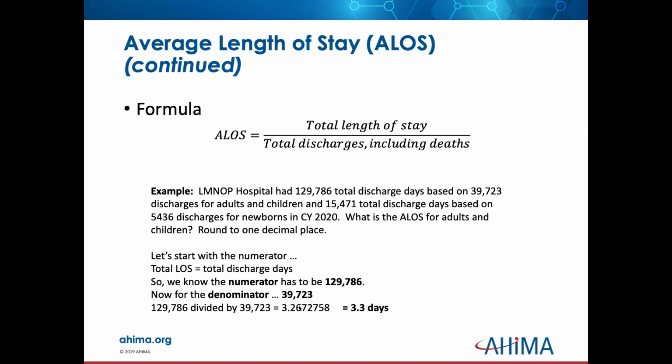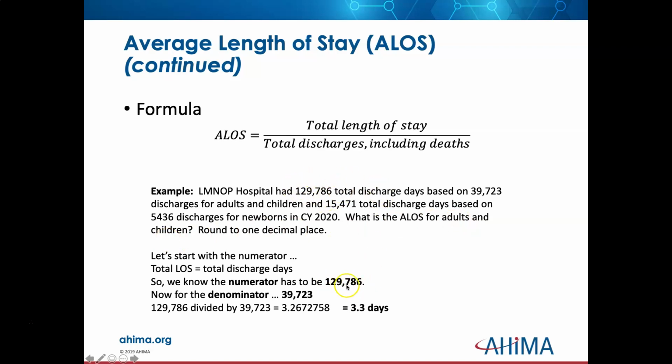All right, so let's start with our numerator. We know that total length of stay is total discharge days. You have to know that. If you don't know that, this won't work. But you've got to know that total length of stay in your mind equals total discharge days. So do we have total discharge days? We do. We know that there are 129,786. And remember, again, they're asking us for adults and children. So we ignore everything that's based on newborns. We want to do just adults and children. So we've got that up here.